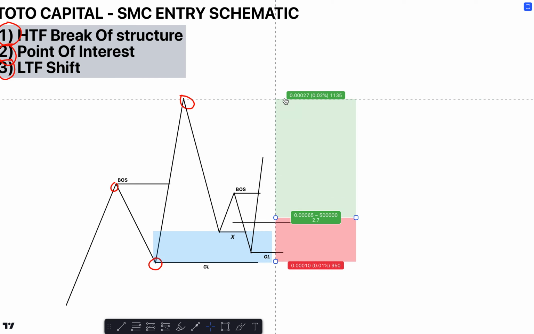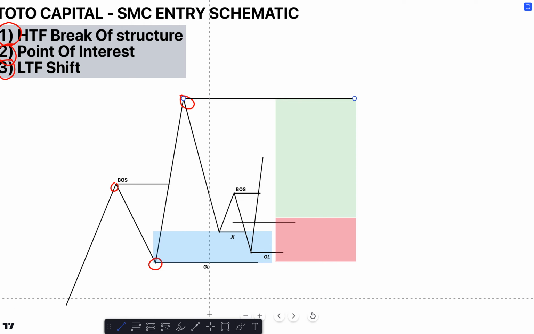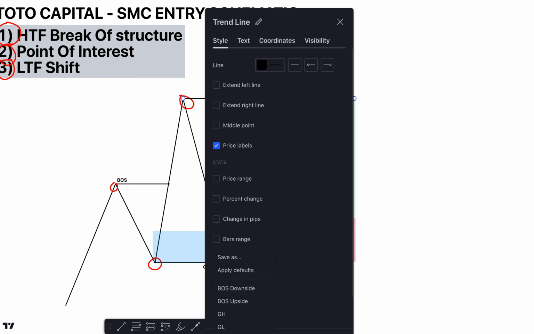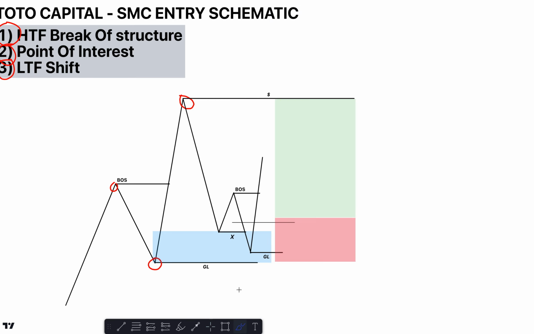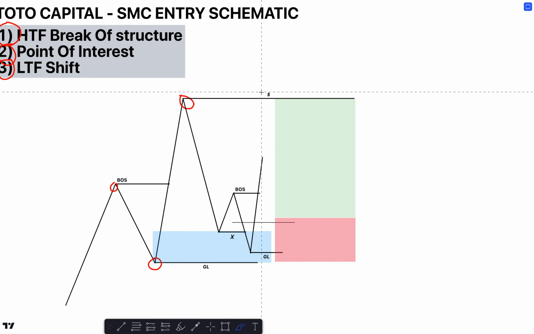Targets, let's look at targets. Okay, so we're going to be targeting the liquidity, the upside liquidity, and that's going to be equal highs here. So we're going to be targeting up here, reaching for all this liquidity to the upside. Okay, we're going to look for more continuation, but that's going to be our first target. That's going to be TP1.